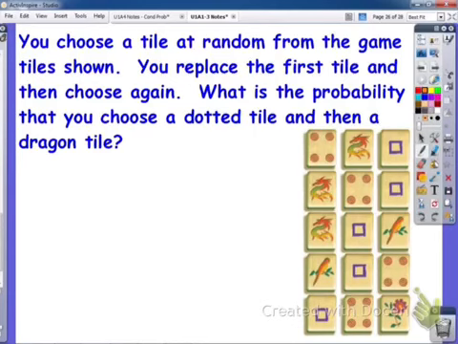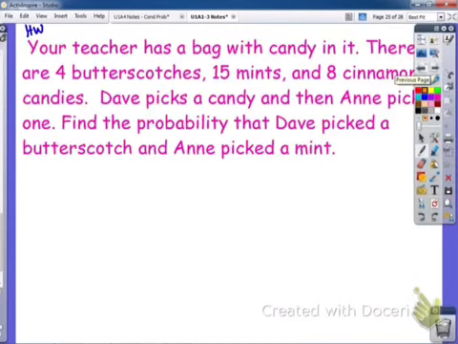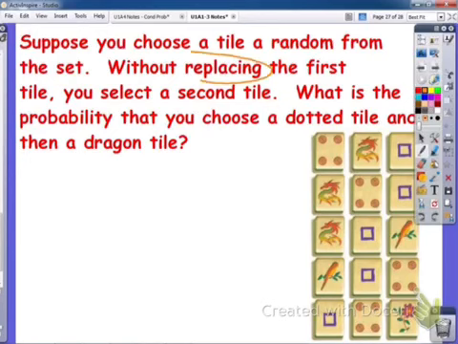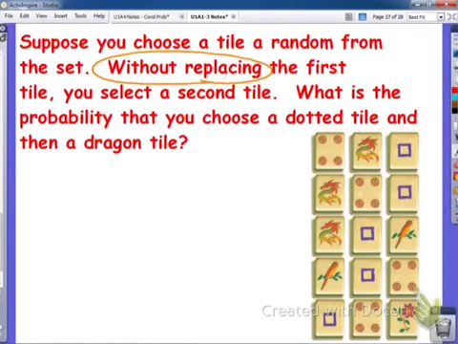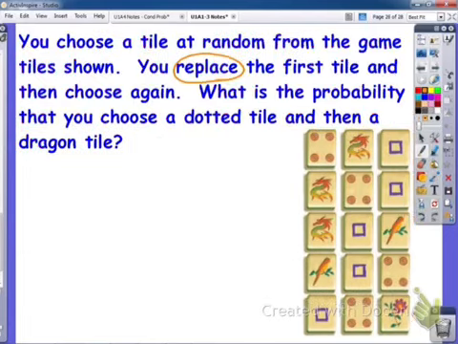So did you figure out what the difference was? Let me go with Haley. One says replacing, and the other one says without replacing. And that's monumental. The difference of these answers depends upon those words.